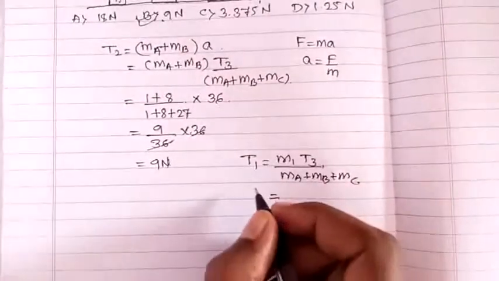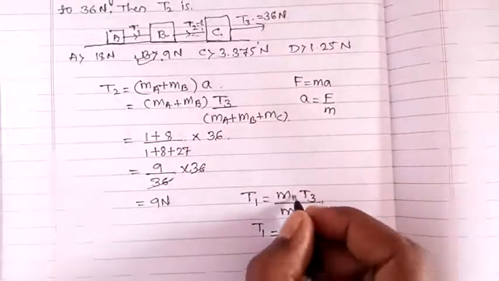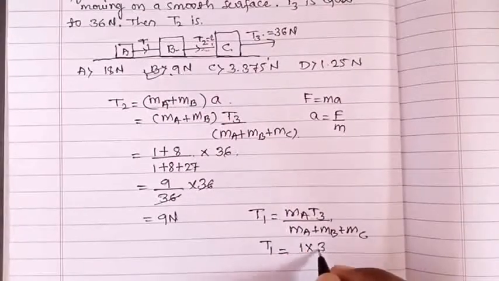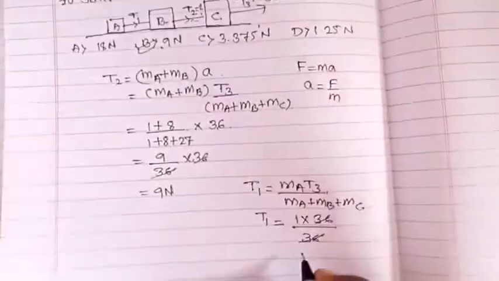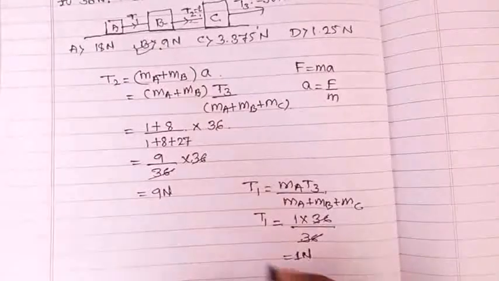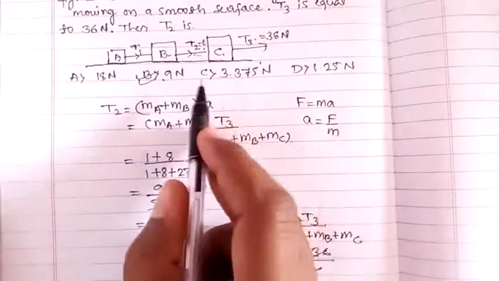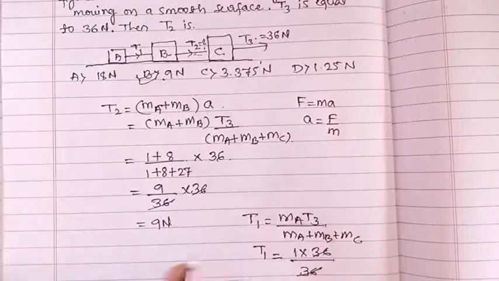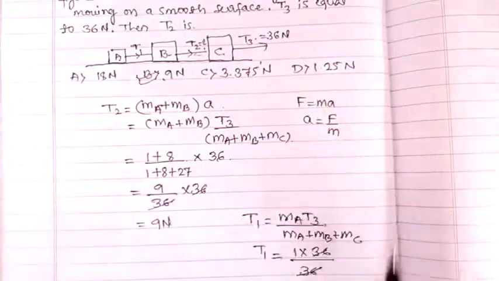So we will find what T1 is. m1 is nothing but ma, which is 1. T3 is 36, divided by 36 again. The 36 gets cancelled. It is 1 Newton. T1 is 1 Newton. Then what about T2 now? That is 9 Newton. In such a manner we are going to find T1, T2 and also T3. Then what is the value of T3 now? T3 is nothing but the applied force, that is 36 Newton.